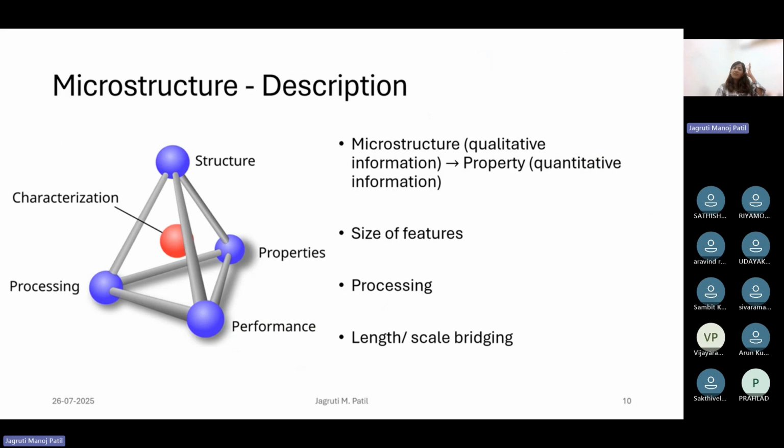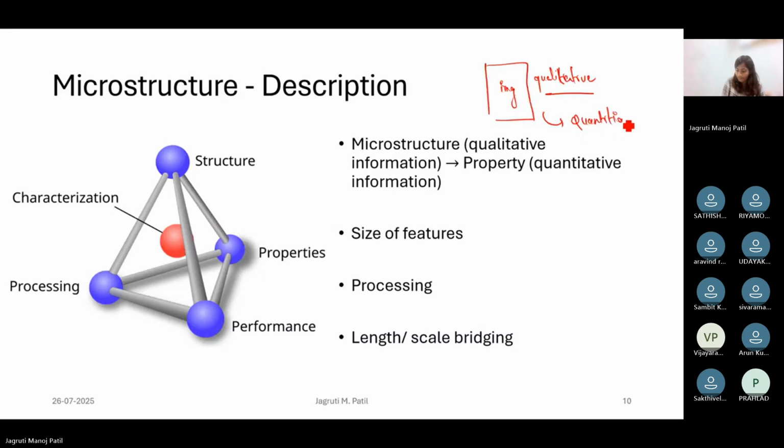Okay, so when we describe our microstructure, everything that we see in an image, what is an image? An image is nothing but a qualitative parameter, right? You're only able to see within that image. Qualitative. Right. Now to make this image quantitative, you need to quantify it. Now, how do you quantify it?